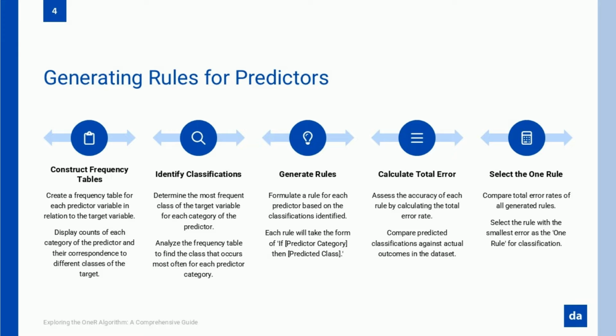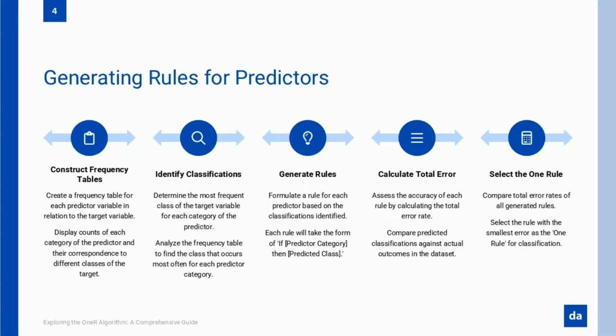Once you've identified the most common outcomes for each category, you use these insights to generate rules. These rules take the form of simple if-then statements. For example, if age is under 25, then purchased. If age is 25 or over, then not purchased. Each rule is based entirely on the data and reflects the patterns you uncovered during the frequency table analysis. It's direct, clear, and immediately understandable.